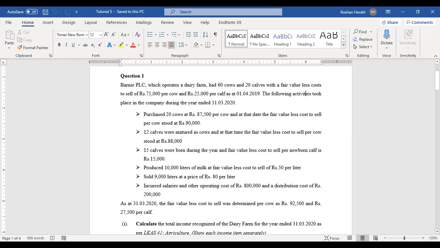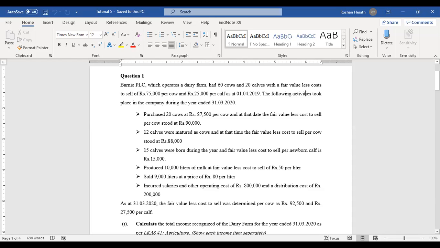Then 12 calves matured. So there you have the calves; they have matured and become cows. And at that time, the fair value less cost to sell per cow is given. And 15 calves were born during the year, and the fair value less cost to sell per newborn calf is rupees 15,000. They produced 10,000 liters of milk at a fair value less cost to sell of rupees 50 per liter.